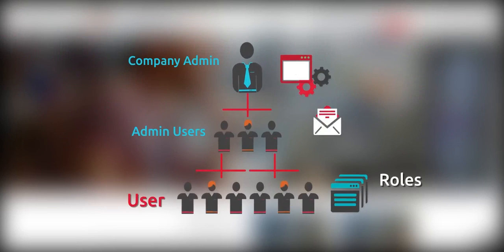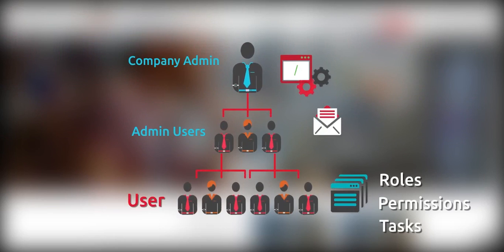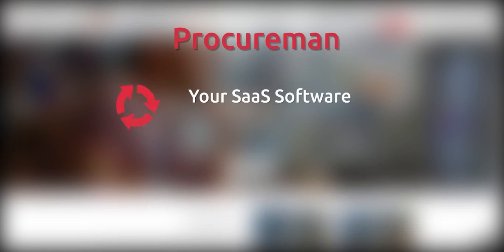We'll discuss the role, permissions, and tasks that users have in this third and lower level of hierarchy, going through the options available that allow all users to operate the front end of procurement, your SaaS software for RFQ management.